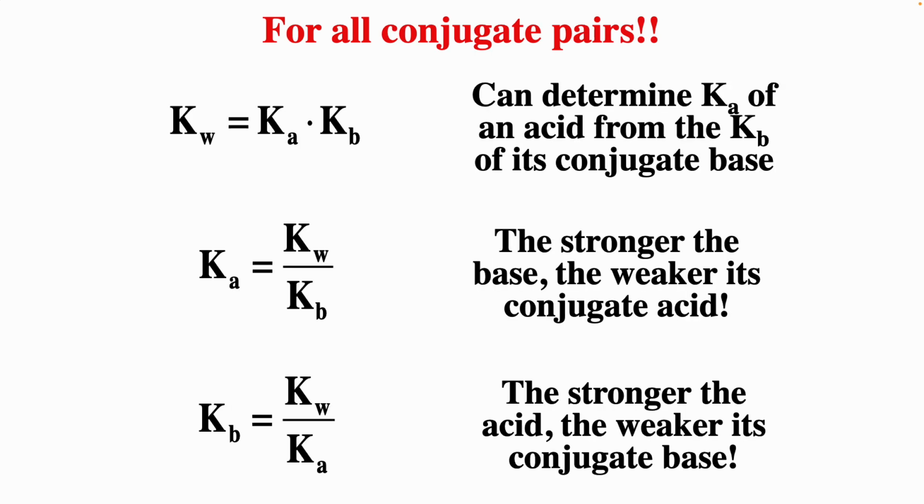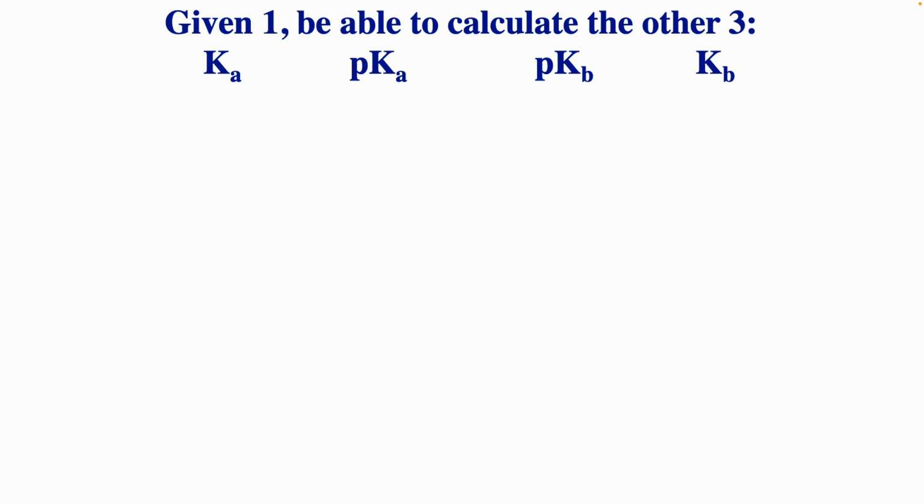Now this is really helpful for a couple of different reasons. One, it tells you that the stronger the base, the bigger your Kb, the weaker the acid, the smaller your Ka. And the stronger the acid, the larger the Ka, the smaller the Kb. And so the stronger the acid, the weaker its conjugate base. The stronger the base, the weaker its conjugate acid. And so Ka, Kb, pKa, and pKb are all related. Given one, you should be able to determine the other three.